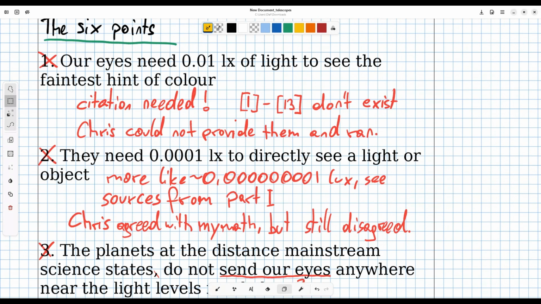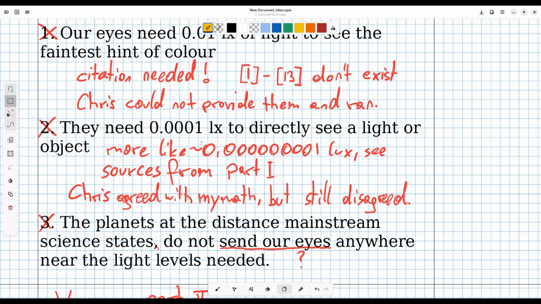Second point. They need 0.0001 lux to directly see a light or object. More like what we have calculated previously. If I recall, it's 10 to the negative 9 lux. We see the sources that I provided under part 1. Chris agreed with my math in the comment section.